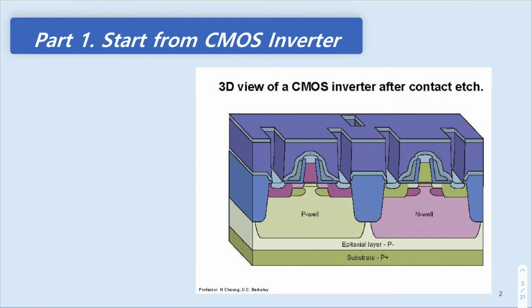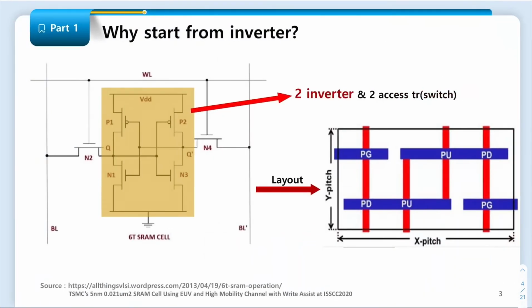So in here, you can see a 3D view of CMOS inverter after contact etch. The reason why I want to tell you about CMOS inverter first is that SRAM device is comprised of two coupled inverters and two access transistors, as you can see in this figure, I mean the SRAM circuit. And also on the right side, you can see the layout of the SRAM device. So to understand SRAM device very well, we first have to understand CMOS inverter specifically.